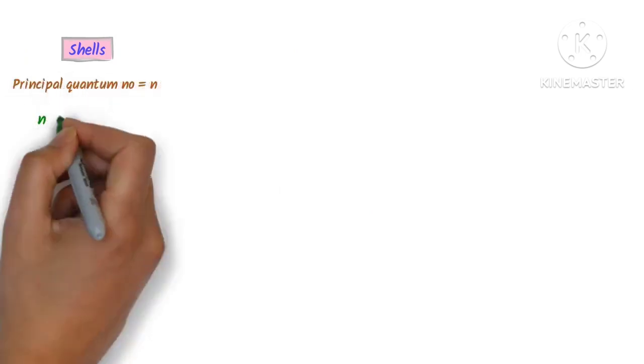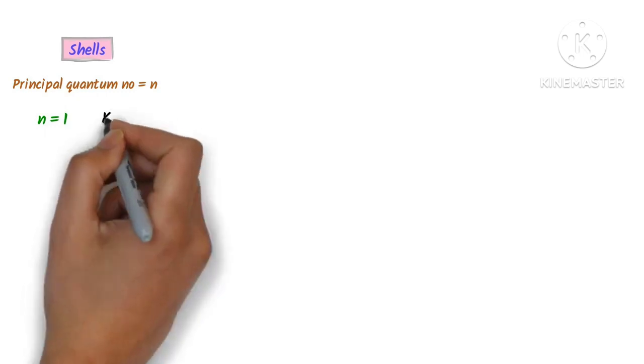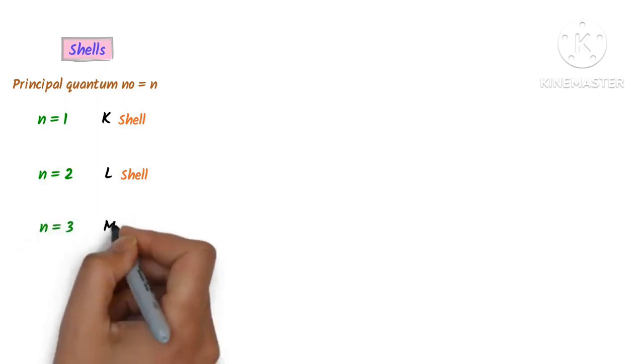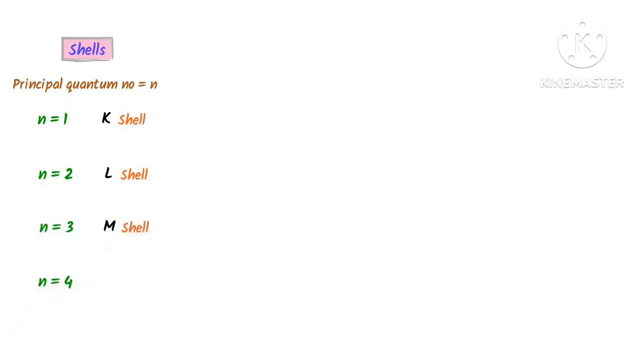Now what about the main shells of atom? We know that main shells are represented by principal quantum number. For example, when n is equal to 1, it is K shell. When n is equal to 2, it is L shell. When n is equal to 3, it is M shell. When n is equal to 4, it is N shell. Secondly, we know that every shell has subshells.